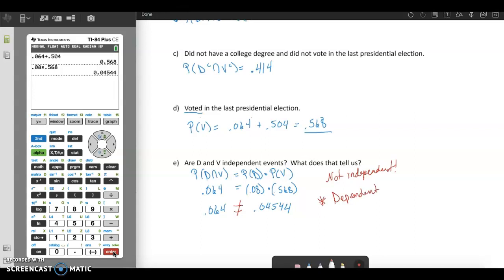So what that tells us is that having a degree and voting are related to each other in some way. They affect one another. So knowing whether or not someone has a degree could change your opinion on the likelihood that they voted in the last presidential election, and possibly vice versa. If you know that someone voted, that might change your opinion about whether or not they have a college degree. So I'm not going to speculate as to why or delve into any of those ideas. But one thing we do know is that those two events are indeed dependent on each other.